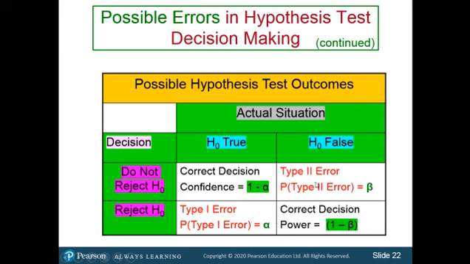Type 2 error occurs when we fail to reject a false null hypothesis. So the null hypothesis is false, but we do not reject it. The probability of committing type 2 error is equal to beta. It is also known as a missed opportunity, and type 1 error is a false alarm.